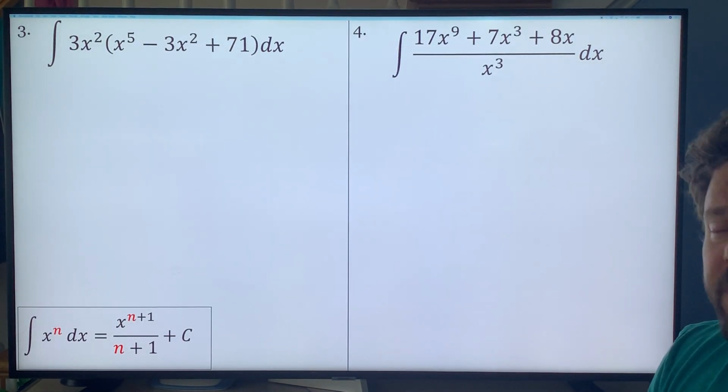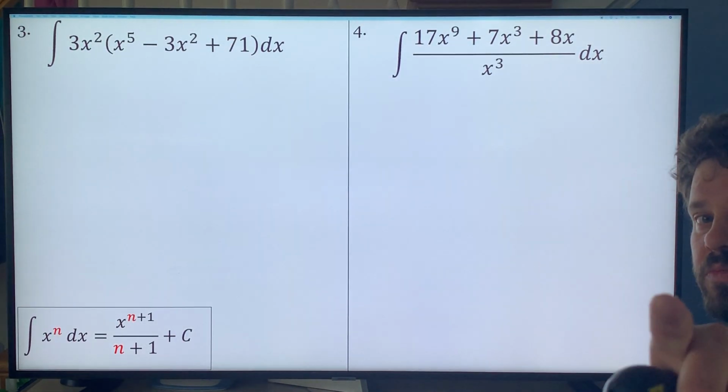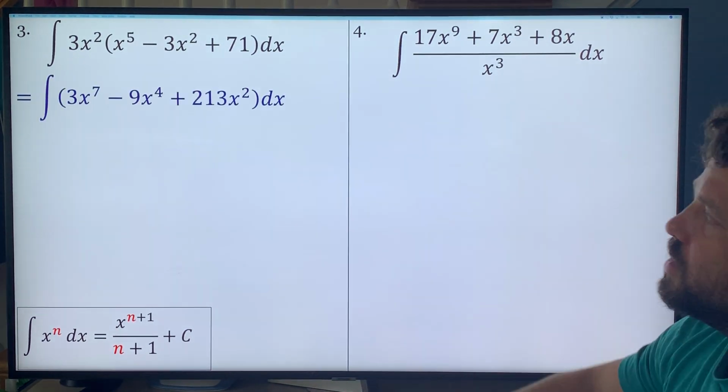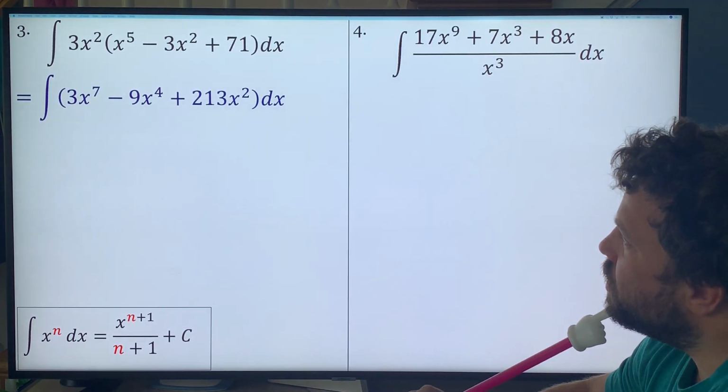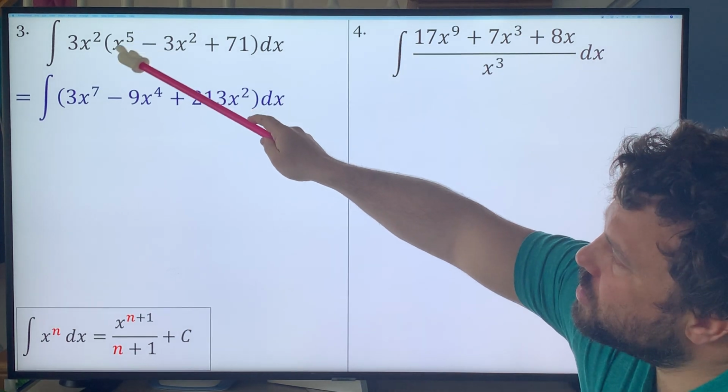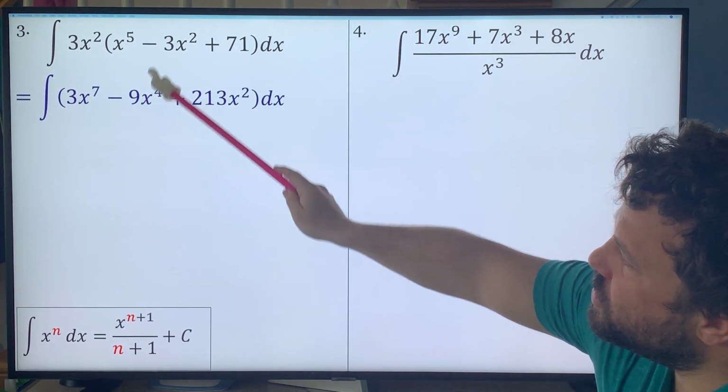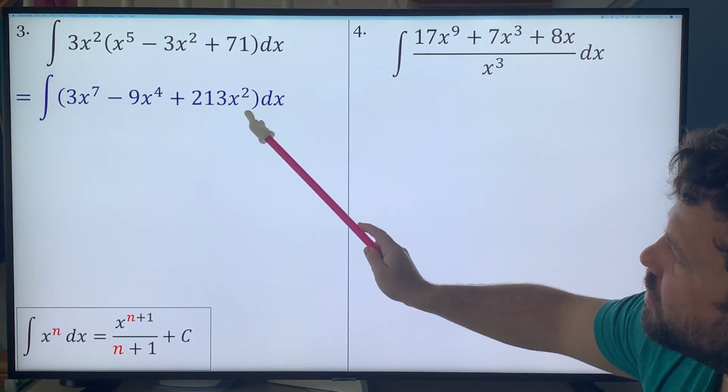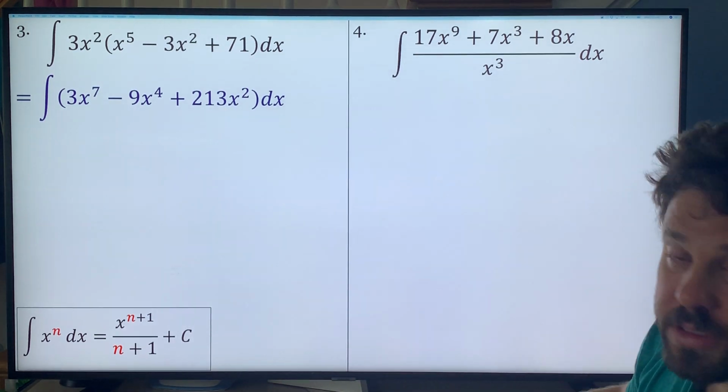All right. Problem number 3. There's a step you have to do before you integrate it. And that step is to distribute. So you're going to distribute it. You add exponents when you multiply them. 2 plus 5 is 7. 2 plus 2 is 4. And then you get your x squared. All right, and then 3 times all the numbers.